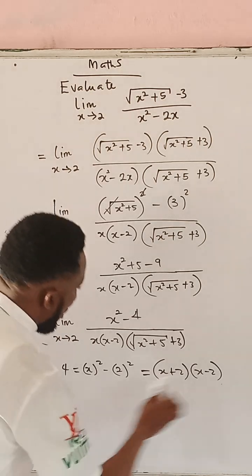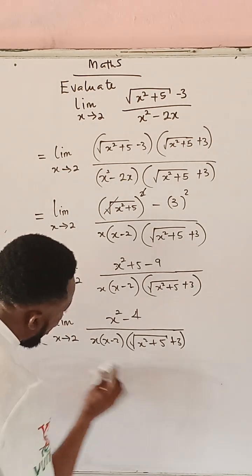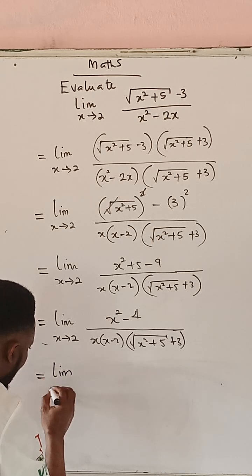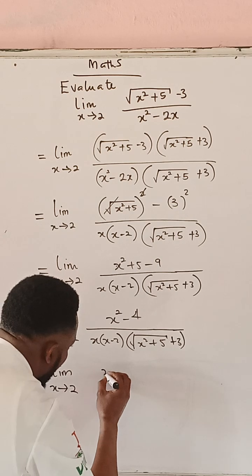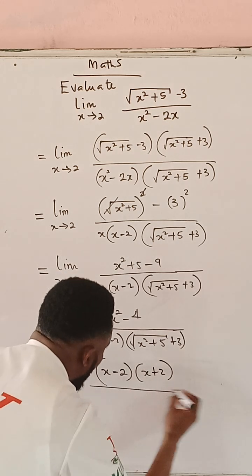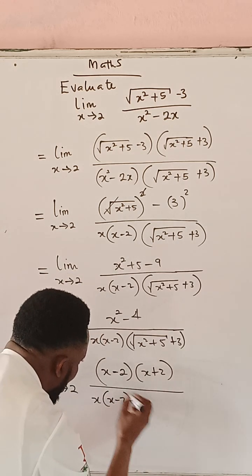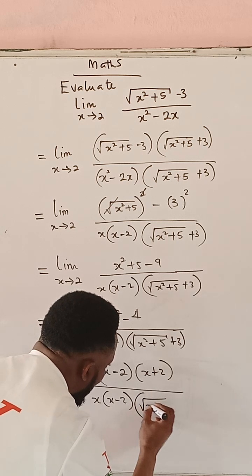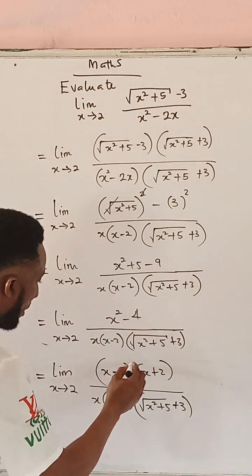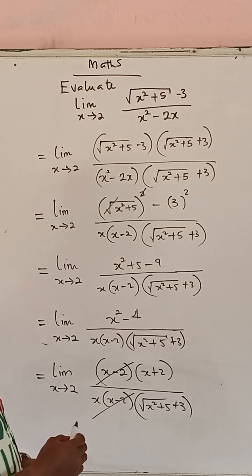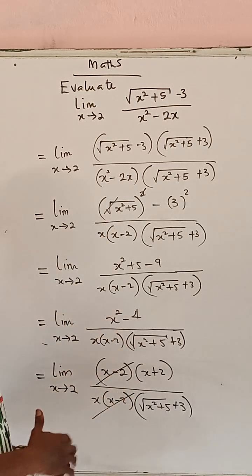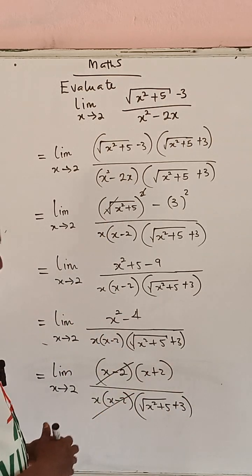Now, we are gliding towards the solution. So this is going to be limit as s tends to 2, s minus 2, s plus 2, all divided by s into s minus 2 into the square root of s squared plus 5 and plus 3. So s minus 2 will cancel out. So you can now see that we have simplified this expression and we have watered it down to a level where we can now plug in the limiting value.